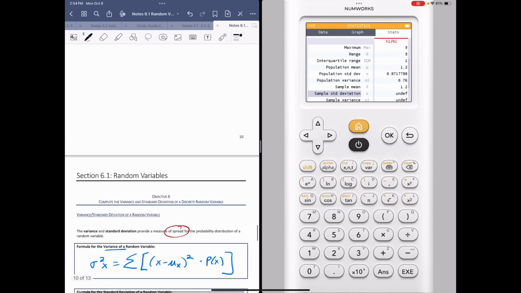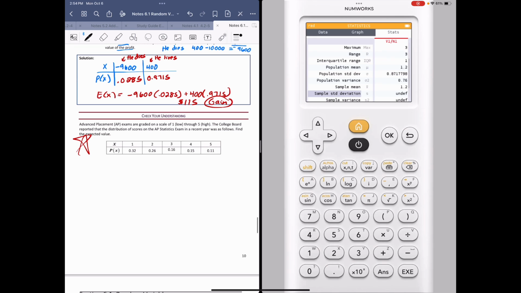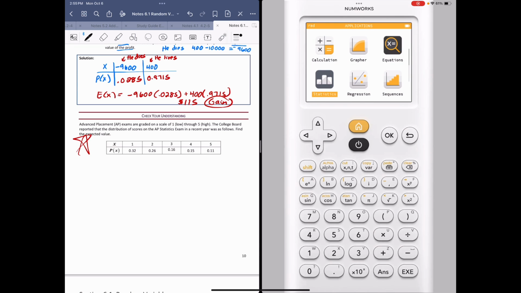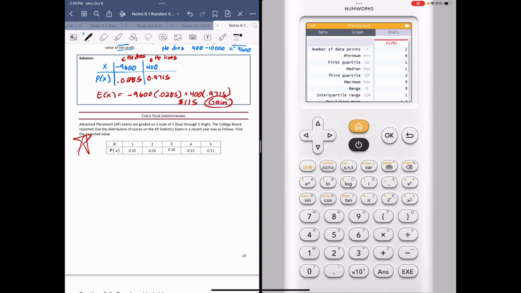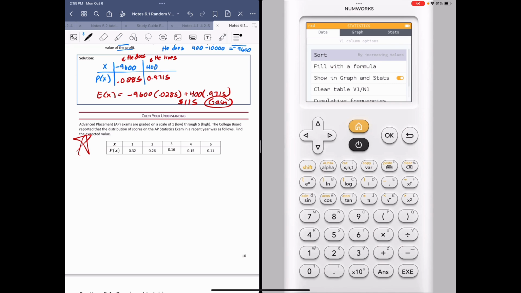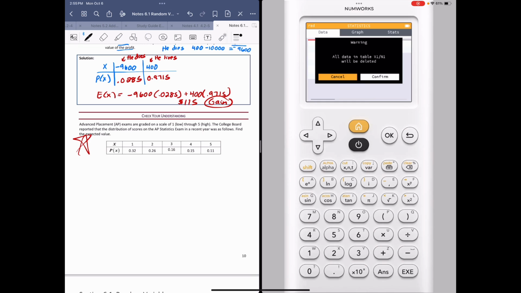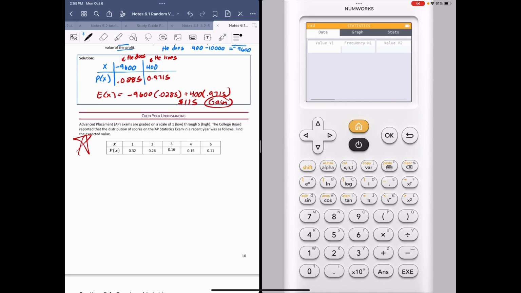Go back to that one that we skipped about the AP tests. And I want you to go back and try that again. So I'm going to go into my data. This will give you practice on the data too. I'm going to clear my table. And I'm going to input my possible scores. So 1, 2, 3, 4, and 5. And then input the frequency.